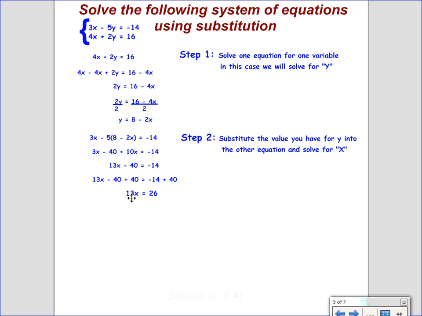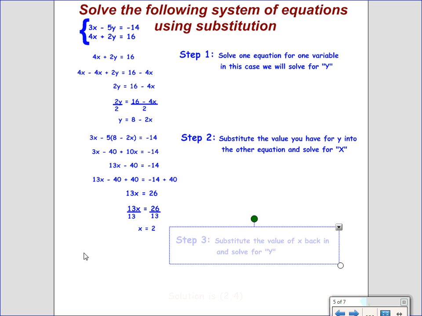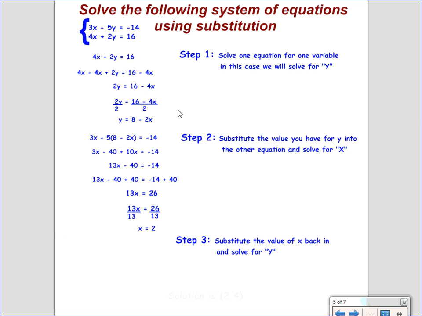And I say that to solve the equation for x, I must divide both sides by 13. 13 divided by 13 is 1, which leaves x. 26 divided by 13 is 2, which means that x is equal to 2. Now, what that means is that my solution can be found by plugging in the value of 2 for x in this expression right here and solving for y.